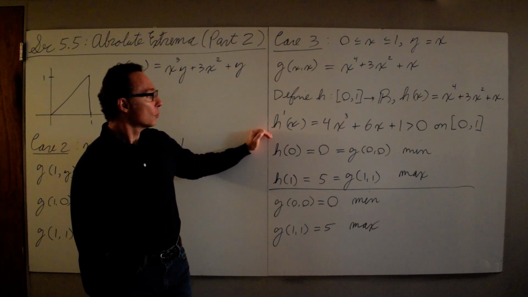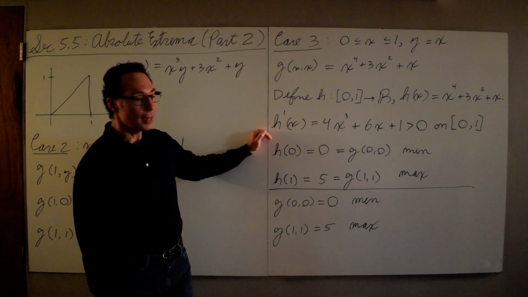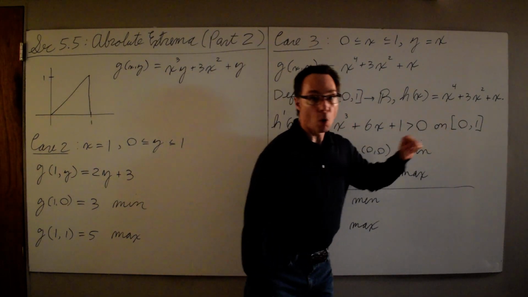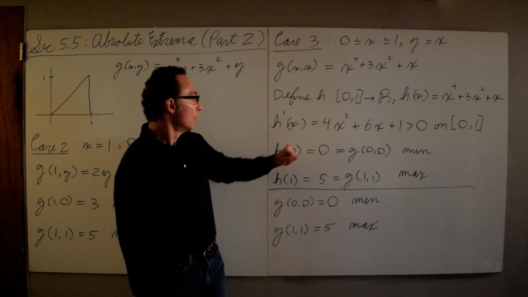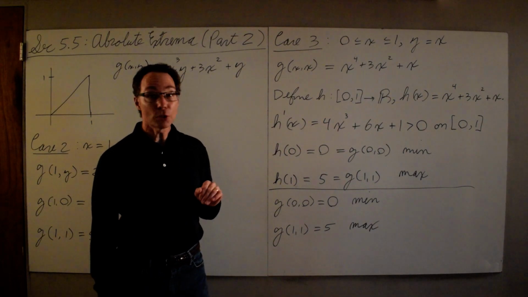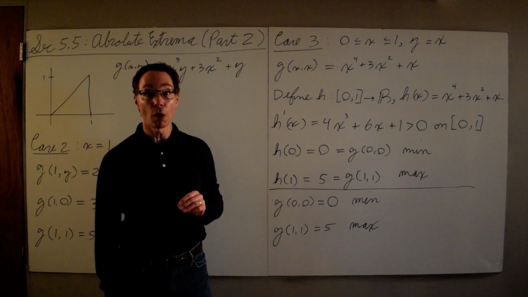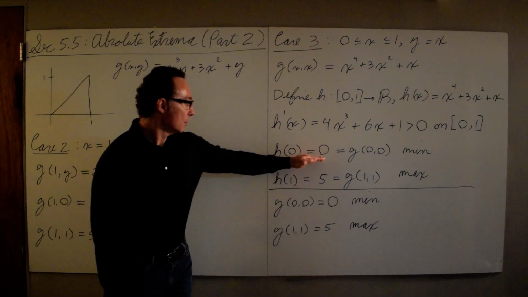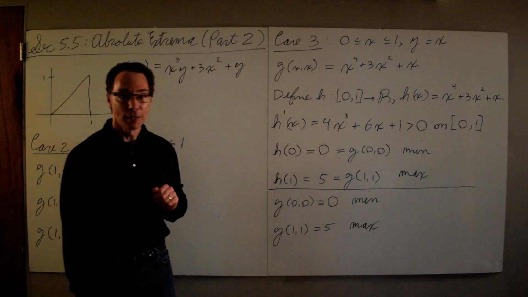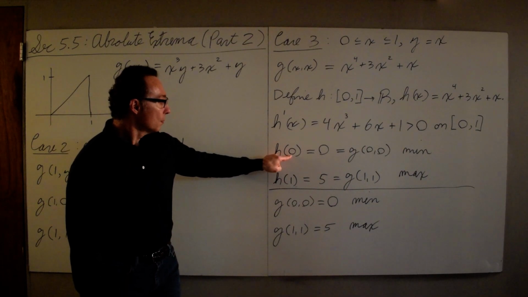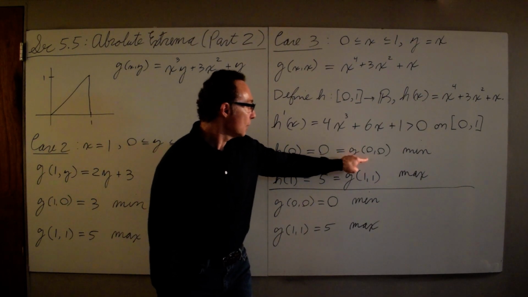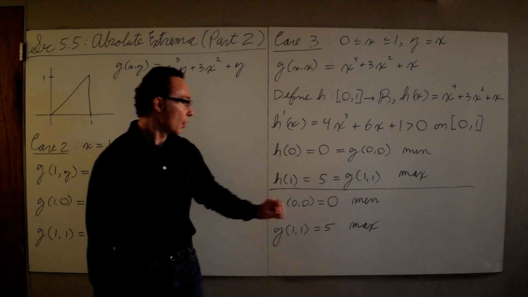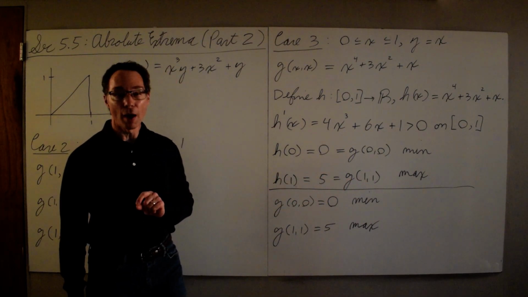So we calculate h's derivative, 4x cubed plus 6x plus 1. And we'll notice that that is always positive on [0,1]. So if x is between 0 and 1, this derivative is always positive. So h does not have any critical numbers between 0 and 1. We'll test h's endpoints. h of 0 is 0, h of 1 is 5. Now, h of 0 equal to 0 corresponds to g of (0,0) equal to 0. h of 1 equal to 5 corresponds to g of (1,1) equal to 5.